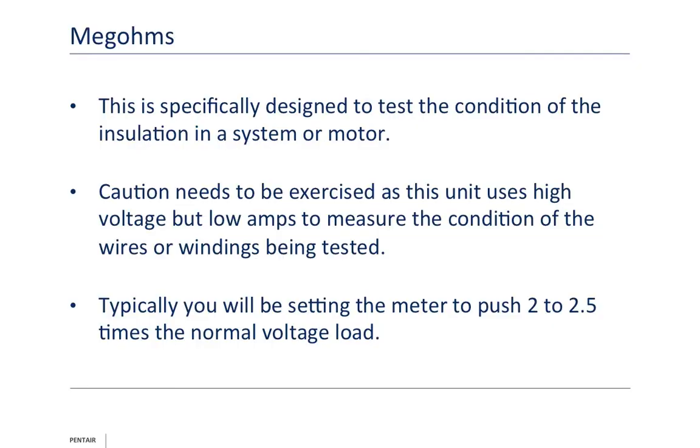Megohm meters are specifically designed to check the insulation of the wire in the motor. You're going to put down voltage 2 to 2.5 times. So if I'm reading 230 volts, 230 times 2 is 460. I would set that meter up to a minimum of 500 volts, maybe even go right to 1,000. What we're trying to do is overpressurize the wire on the motor windings, and it won't hurt it.